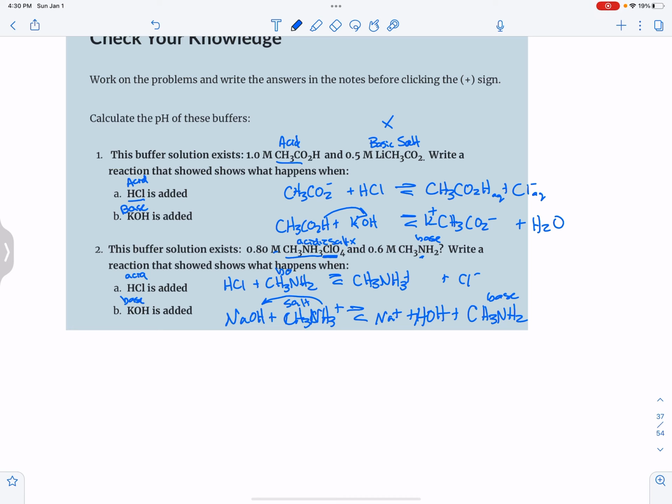So here's my base right there with my salt, versus up here, my base was on the left with the salt. So hopefully you can kind of see, as soon as you identify the two parts of the salt, and whether it's acidic or basic versus the other thing in solution, you can figure out what reacts with what.